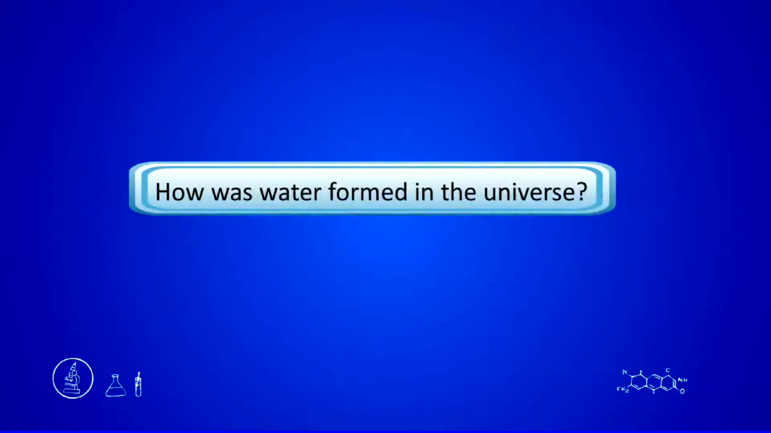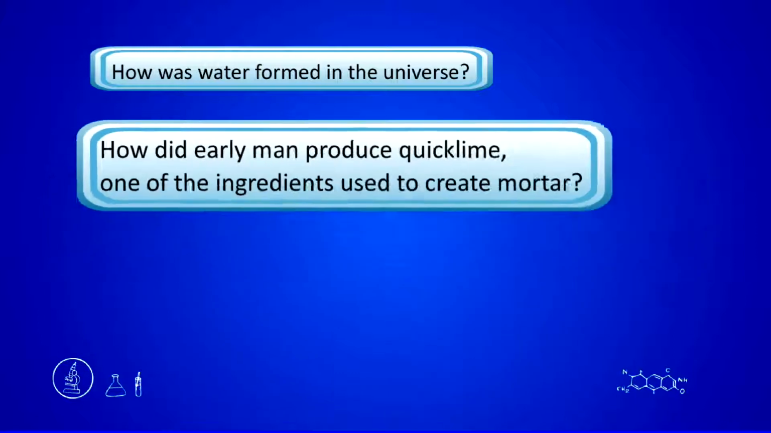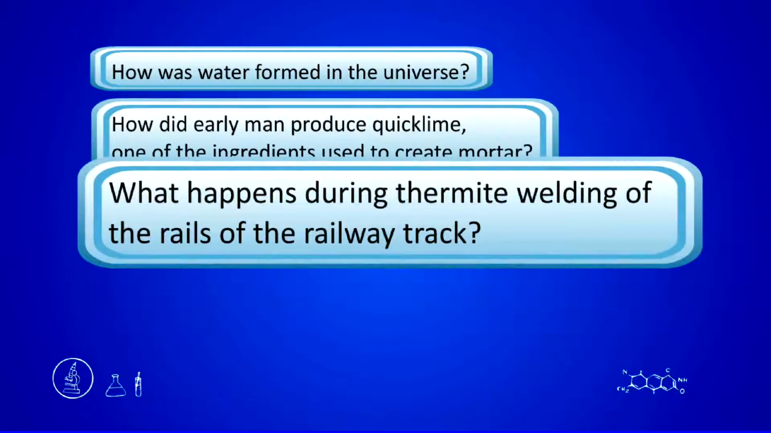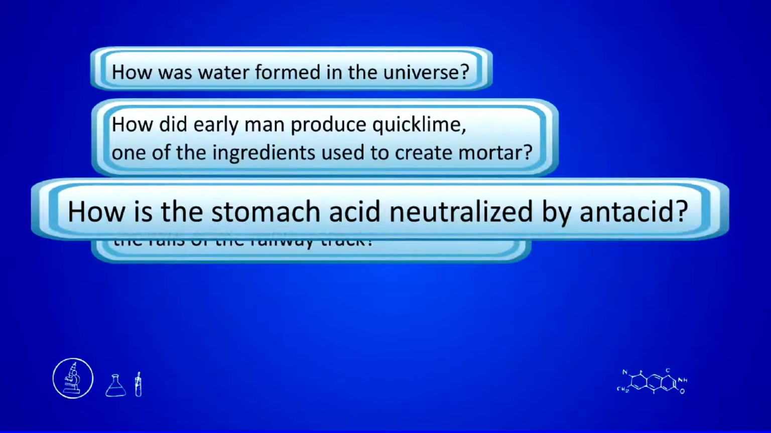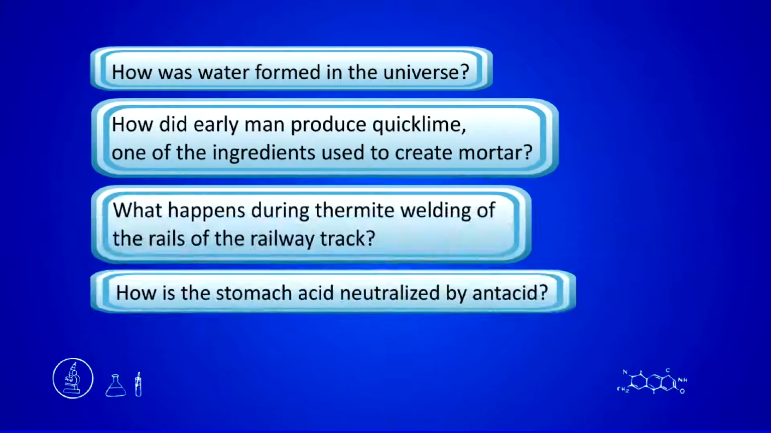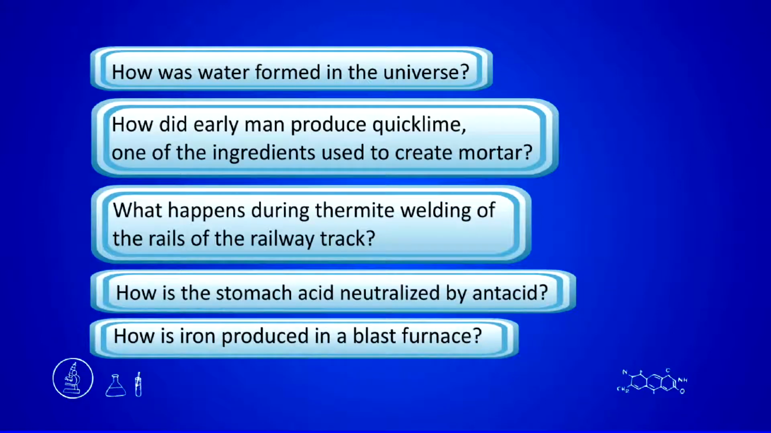How did water form in the universe? How did early man produce quicklime, one of the ingredients used to create mortar? What happens during thermite welding of the rails of the railway track? How is the stomach acid neutralized by antacid? How is iron produced in a blast furnace? All these questions can be answered with help of different types of chemical reactions.